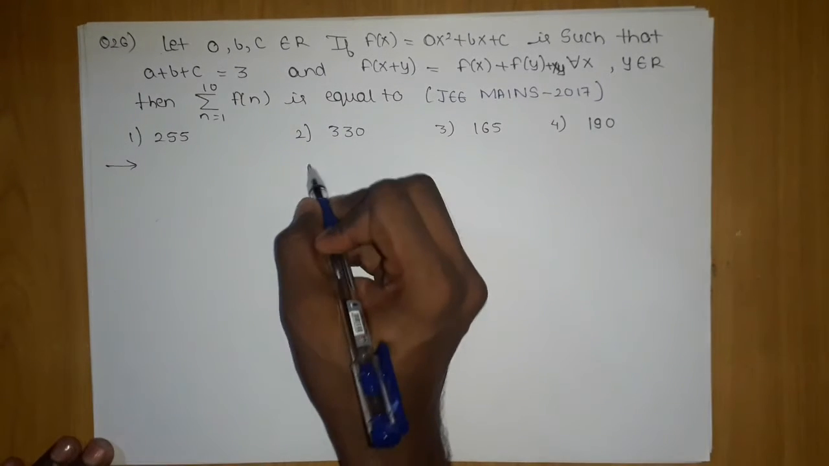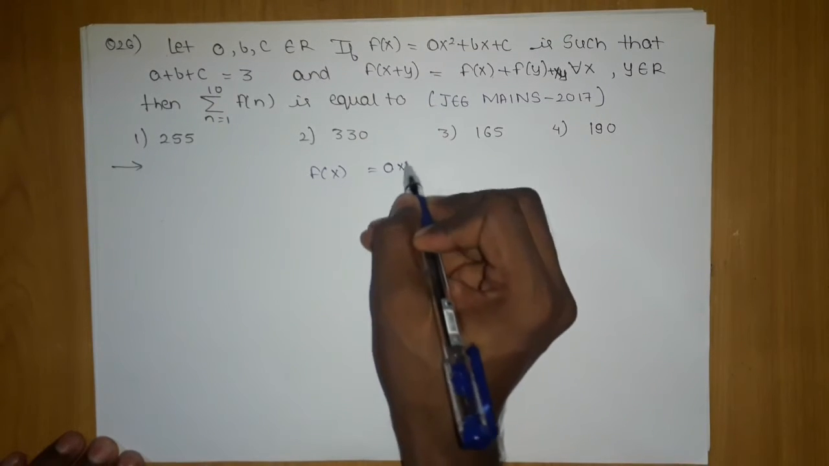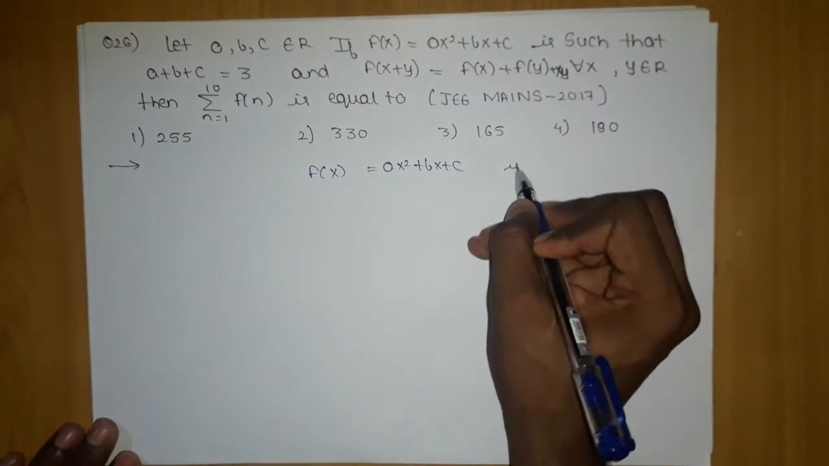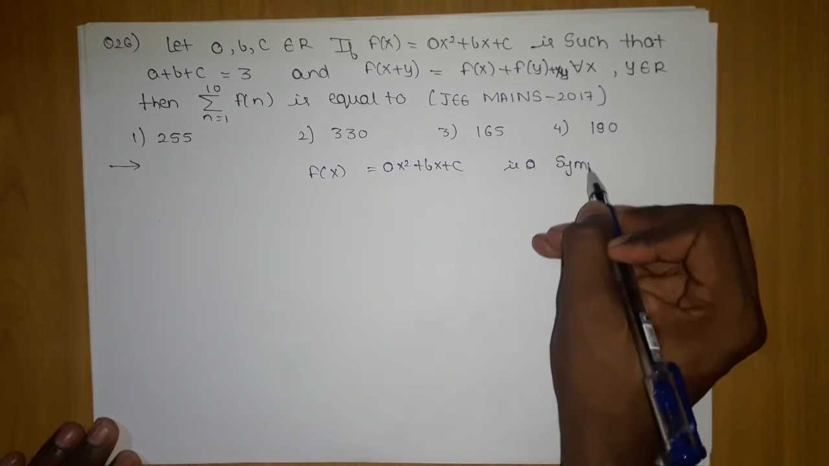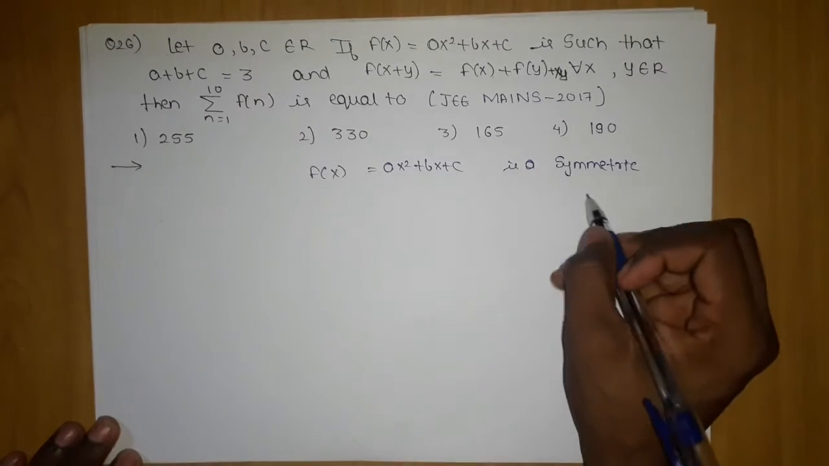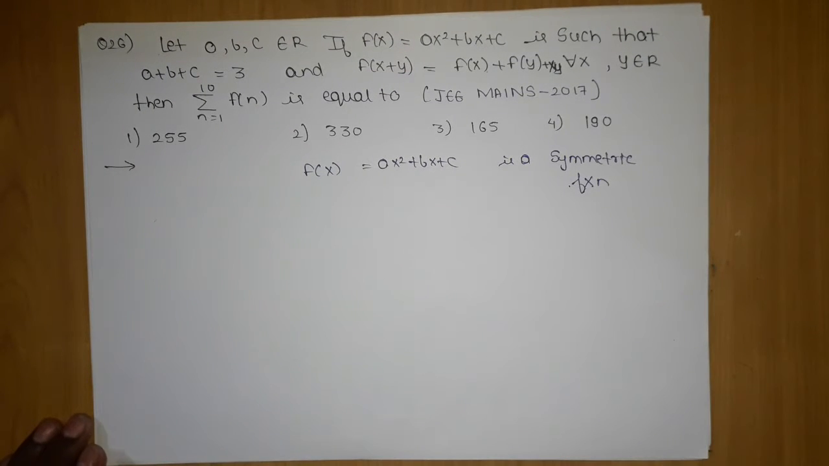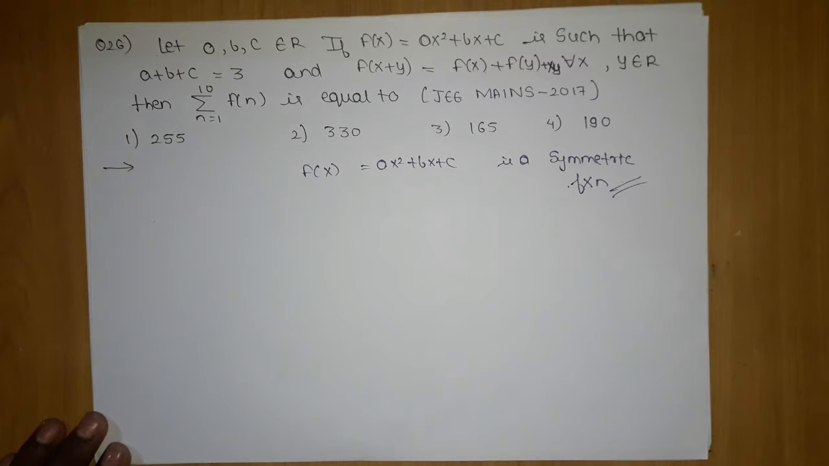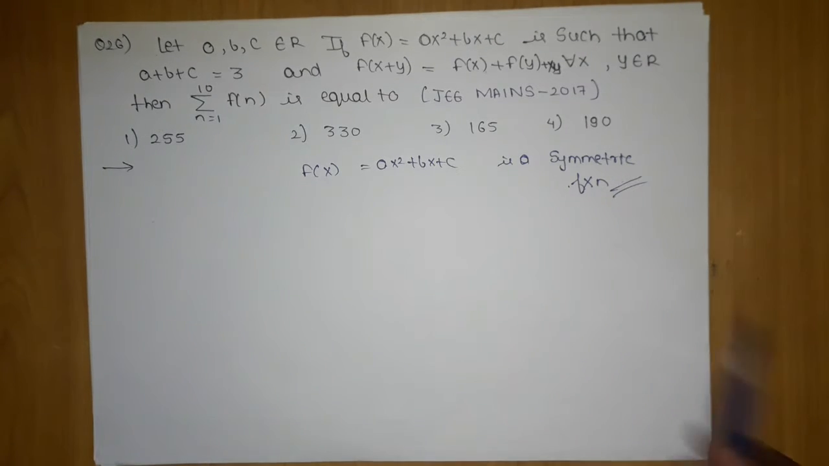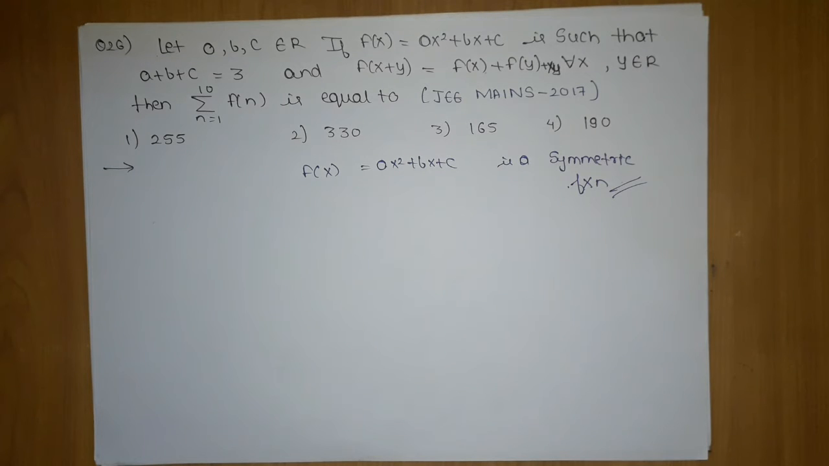Now since f of x, ax square plus bx plus c, is a symmetric function, we will discuss this feature when we study the function chapter. For now just observe that it is a symmetric function. So instead of solving this question with sequence and series, you should solve it with function, because sequence and series is a long method and a bit time consuming. So I will not suggest you solve that method.